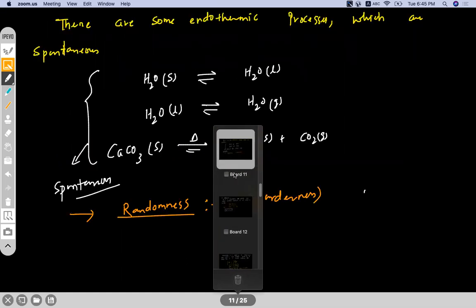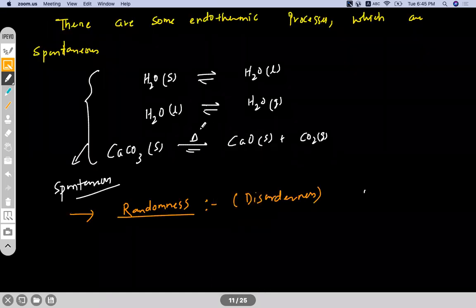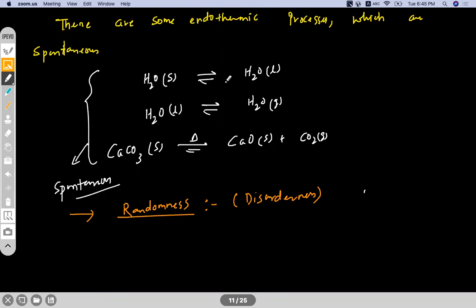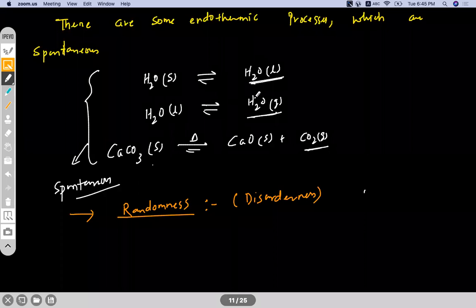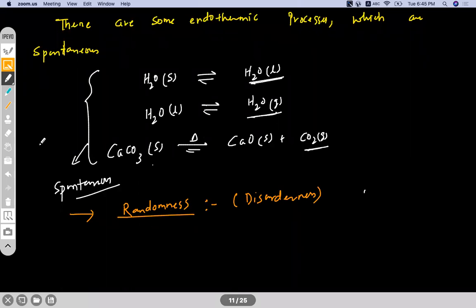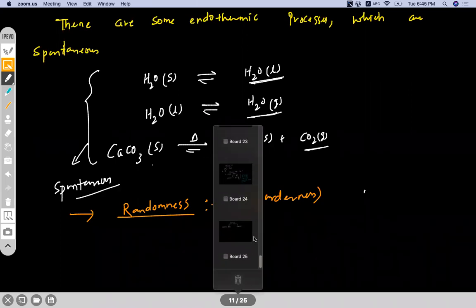You see this? This reaction we were discussing was endothermic. Why was this reaction taking place? Because it is going towards more randomness. You see, solid and liquid: liquid is more random than solid. Liquid to gas: gas is more random than liquid. All these are solids, and one gas is there. So for all these reactions, entropy is increasing if you go towards the right, and hence the process was taking place. Randomness was increasing. First was enthalpy, second was randomness. These two factors we have for spontaneity. Is it clear now?